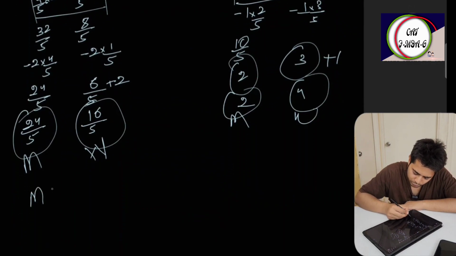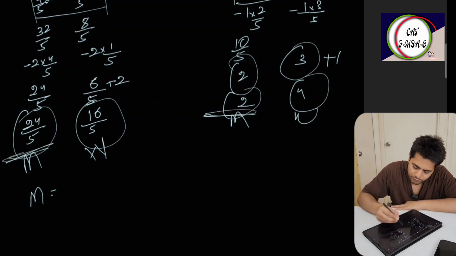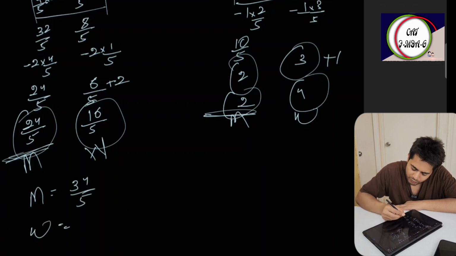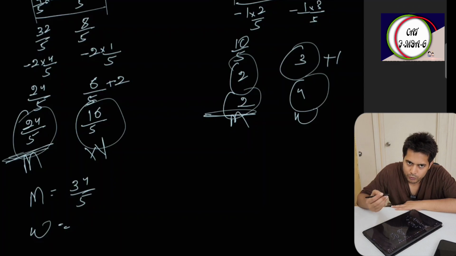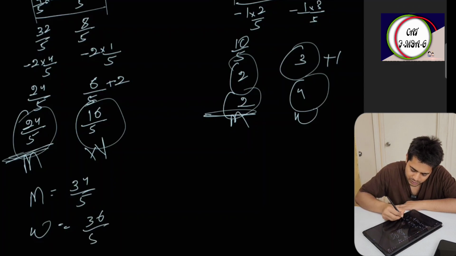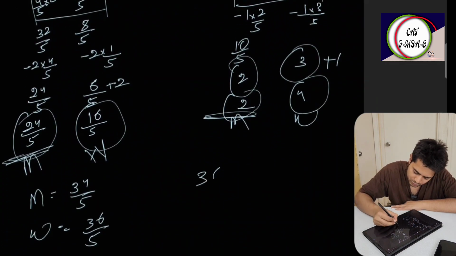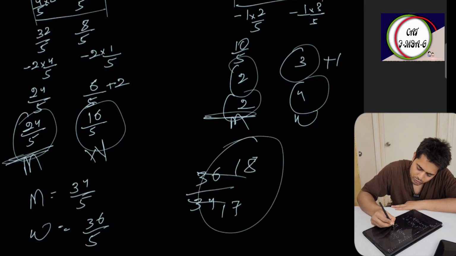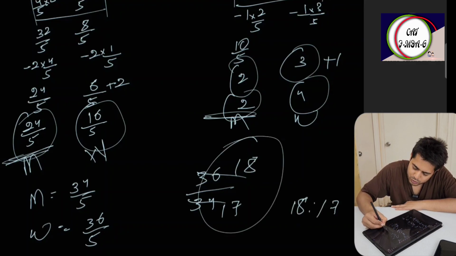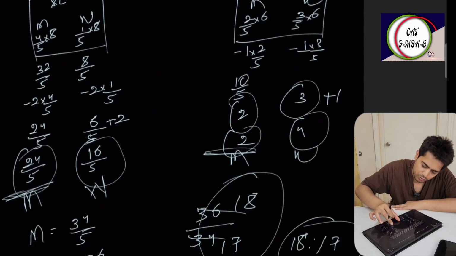They are mixed together. So total milk will be 24 by 5 plus 2, so this is 10, so this is 34 by 5. Total water will be 16 by 5 plus 4, 4 fives are 20, so 36 by 5. We have to find out water to milk. So water to milk will be 36 by 34. So the answer is 18 is to 17. This is the ratio in the final mixture.